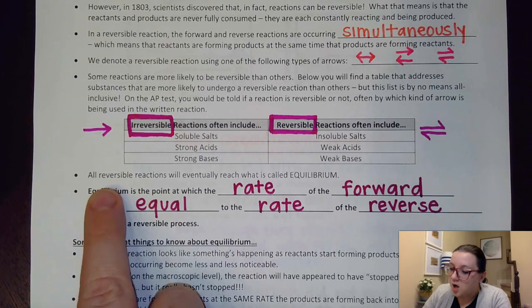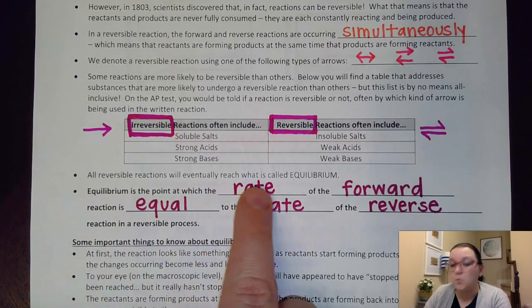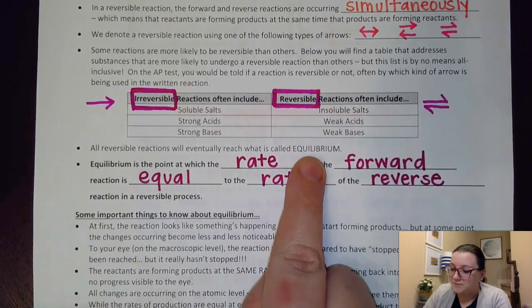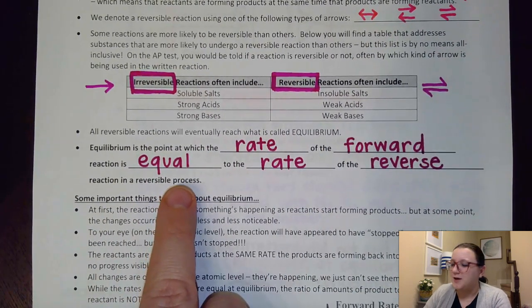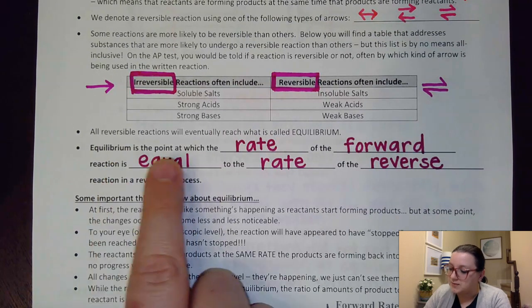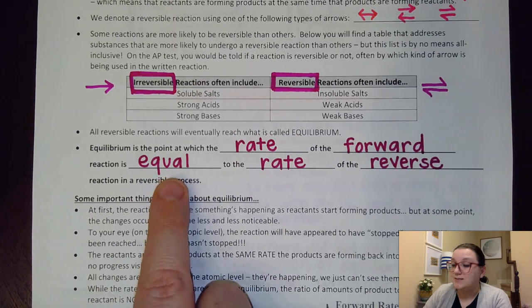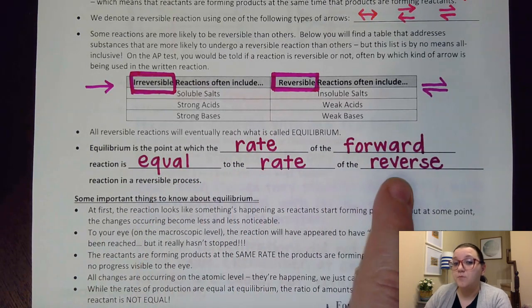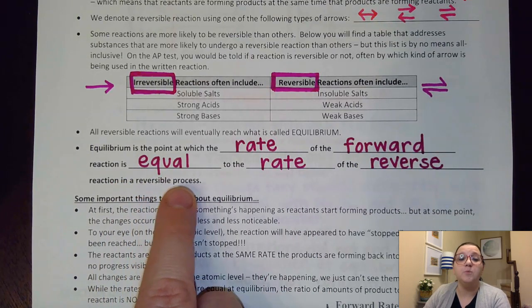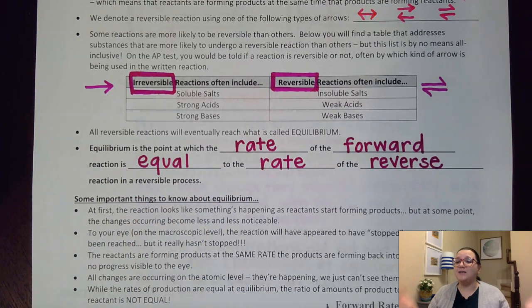Now, it says here that all reversible reactions will eventually reach what is called equilibrium. And if you notice, this next part is in big bold letters here, so this is kind of important. It says equilibrium is the point at which the rate of the forward reaction is equal to the rate of the reverse reaction in a reversible process. So again, as I put my reactants together, initially I'm going to be making a whole bunch of product. But at some point, as that product starts to collect, I'm going to go back and start making reactant. And so at some point, those two processes equal out.